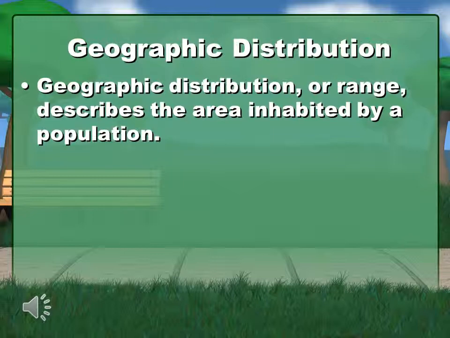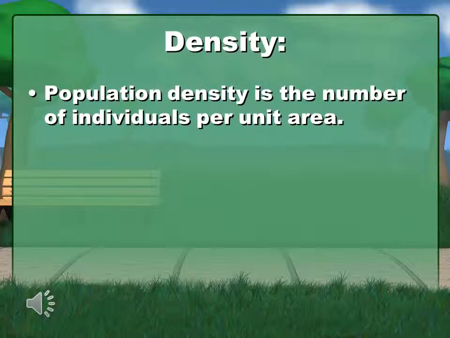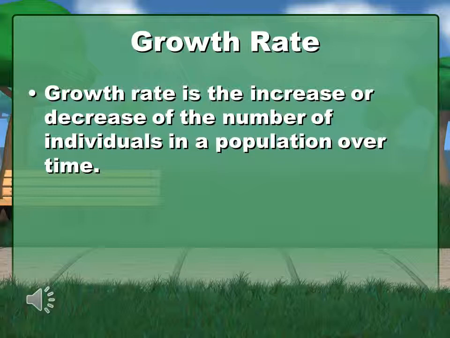Geographic distribution, or range, describes the area inhabited by a population. Density. Population density is the number of individuals per unit area. Growth rate. Growth rate is the increase or decrease of the number of individuals in a population over time.